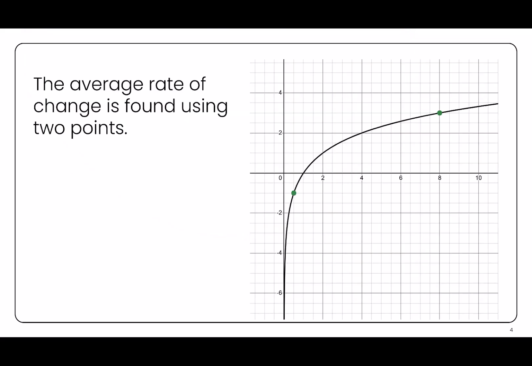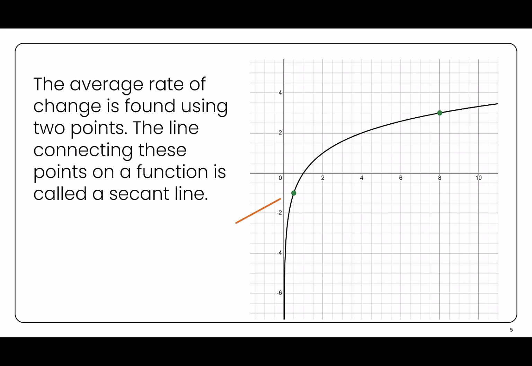Hi everybody, in this video we're looking at secant lines. We know that the average rate of change is found using 2 points. The line connecting these points on a function is called the secant line.